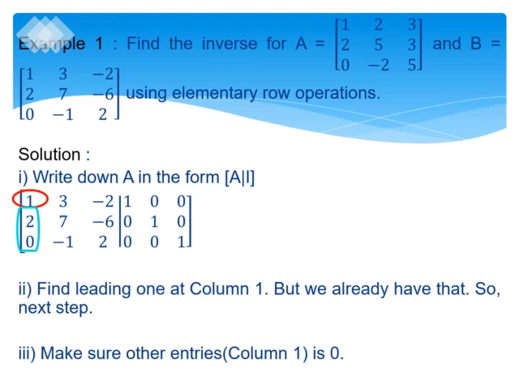So the solution is write down B, this is B. Write down B in the form of B identity. Okay, this is B and this is identity. Okay, second step, find leading one at column 1, but we already have that, so the red circle. So next step, we have to make sure other entries at column 1 are 0. So the turquoise one.